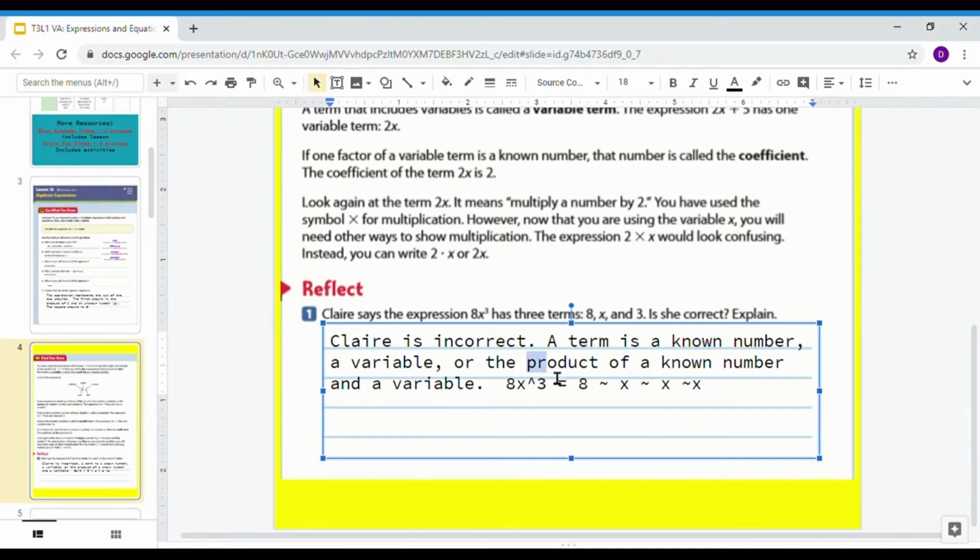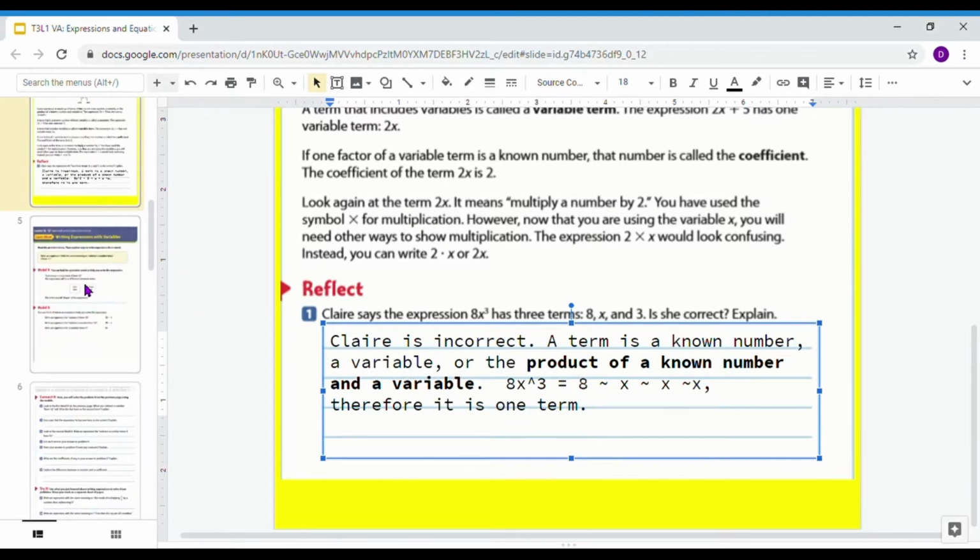And when I'm looking at my definition of a term, it says, or the product of a known number and a variable. A product is multiplication. So here's my known number, and I'm just multiplying my variables. Therefore, 8x to the third power is only one term because it's a product of a known number and a variable. You can't just take each individual number or letter and think of that as a term. You've got to think of the grouping that they're doing. So 8x to the third power is, in fact, only one term, not three.